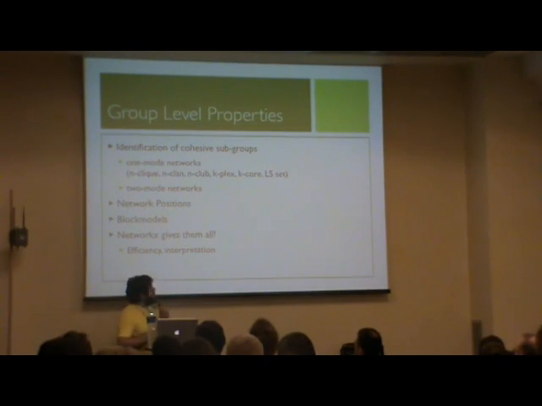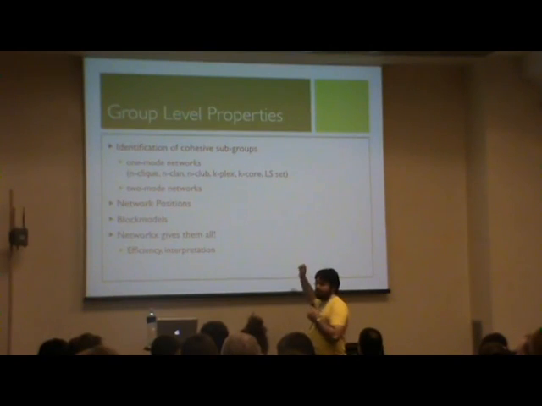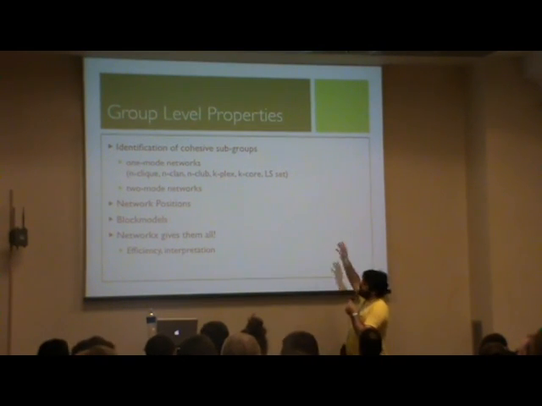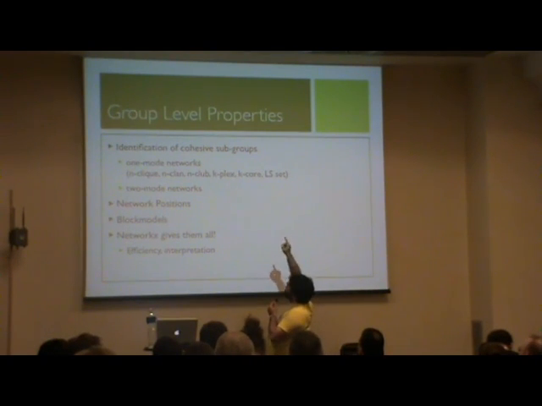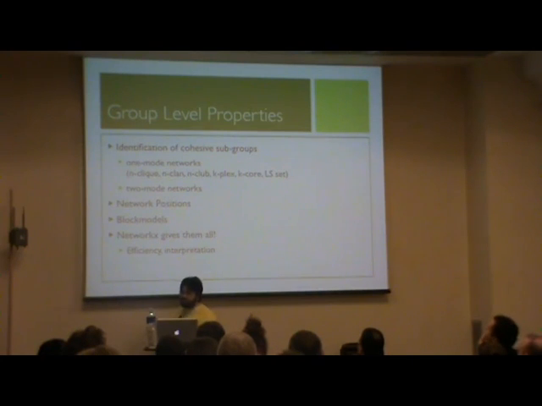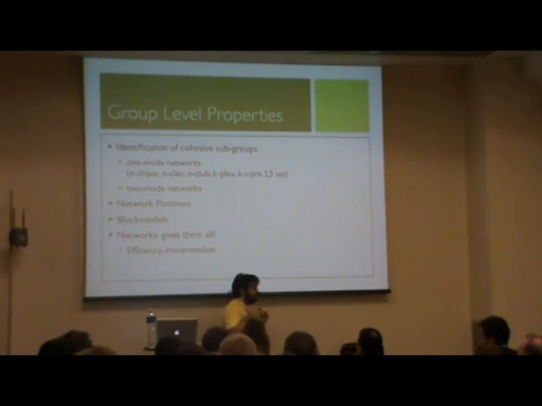In the last century, they gave, well, I don't even care to count them, definitions. These are examples: clique, clan, club, k-class, k-core, LSN, which are definitions of what a group is based on structural properties. Each one of these definitions has good things and bad things about it.